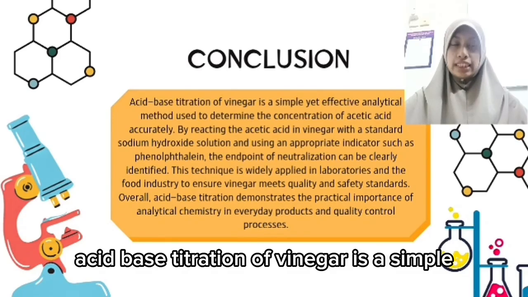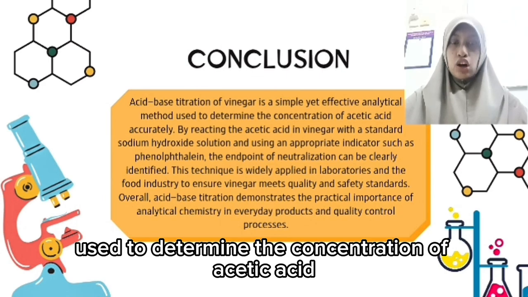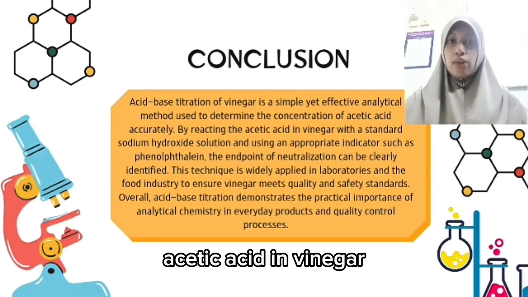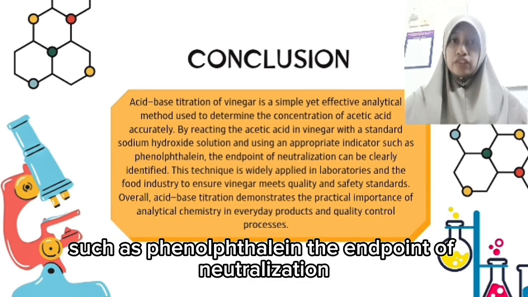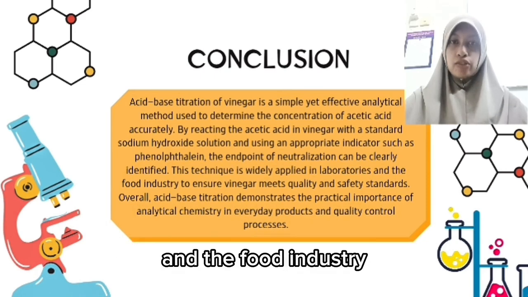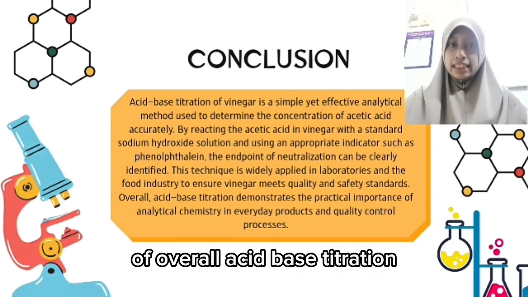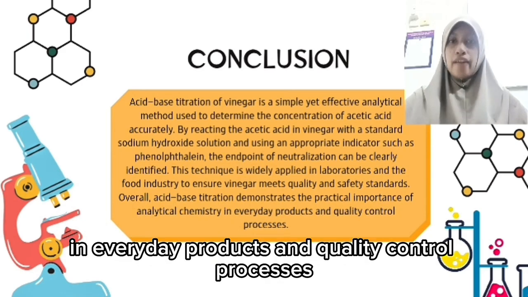Acid-base titration of vinegar is a simple yet effective analytical method used to determine the concentration of acetic acid accurately. By reacting the acetic acid in vinegar with a standard sodium hydroxide solution and using an appropriate indicator such as phenolphthalein, the endpoint of neutralization can be clearly identified. This technique is widely applied in laboratories and the food industry to ensure vinegar meets quality and safety standards. Overall, acid-base titration demonstrates the practical importance of analytical chemistry in everyday products and quality control processes.